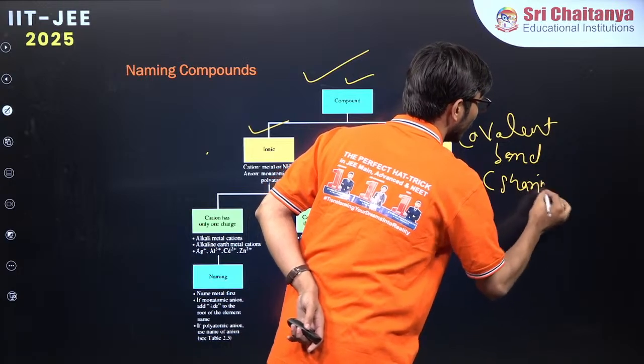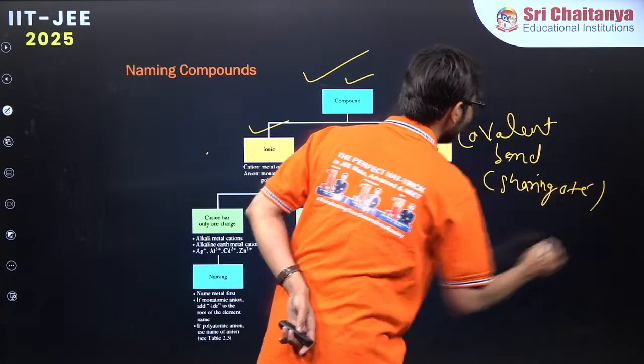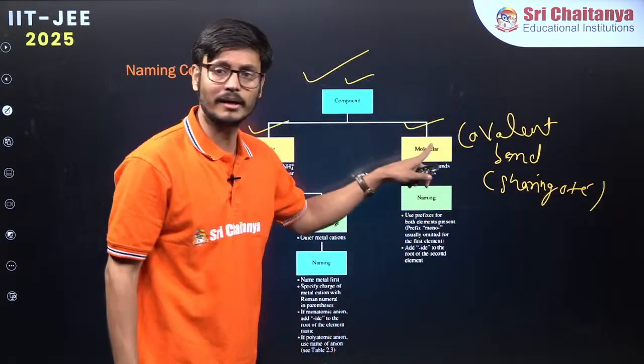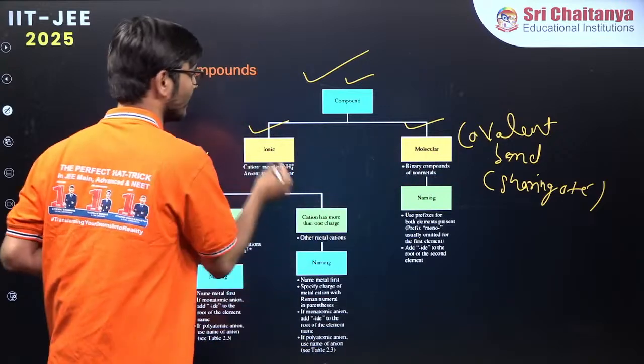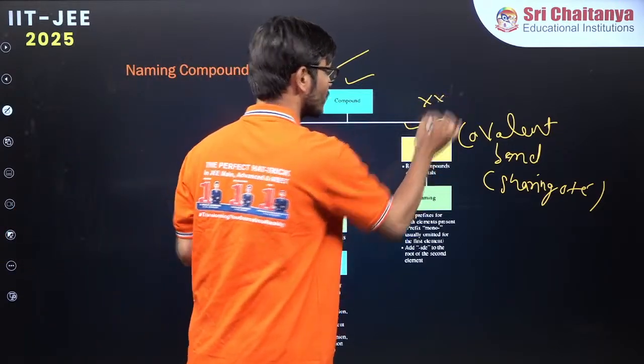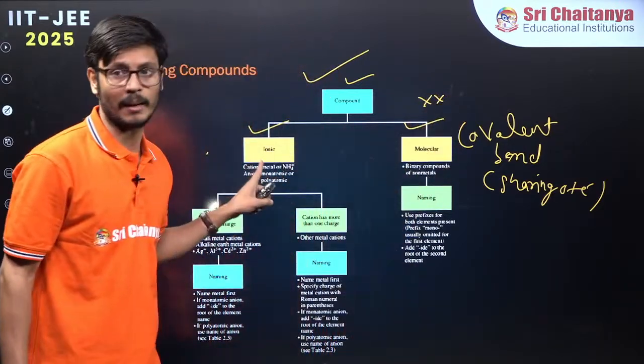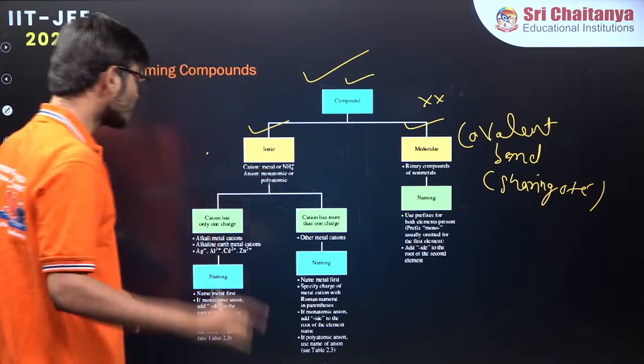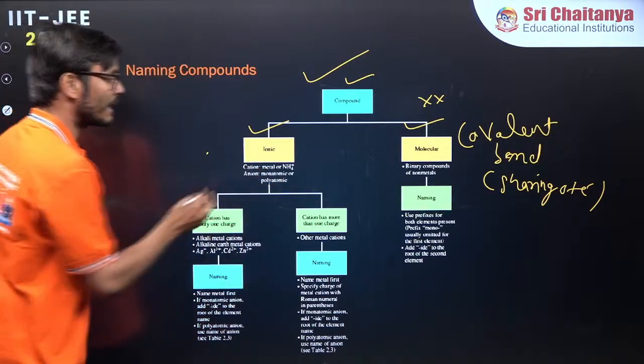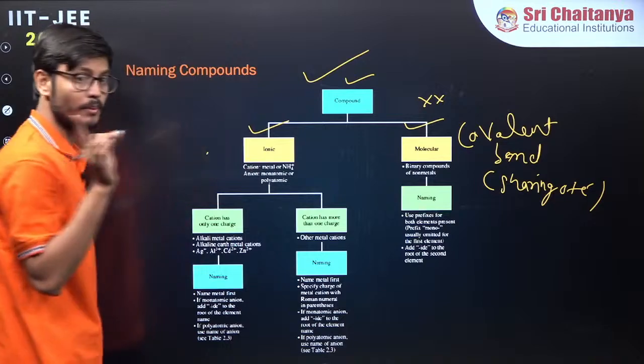Sharing of electrons, covalent bond. So one category of nomenclature is molecular compounds and one is ionic compounds. For now, we are not going to discuss molecular. We are focusing on ionic compounds nomenclature. Okay. Now, ionic compounds. What will generally be the cation?